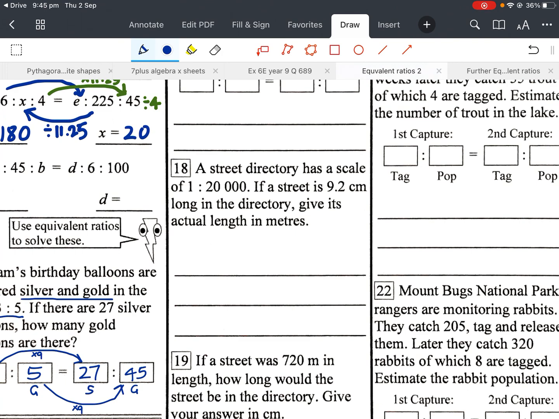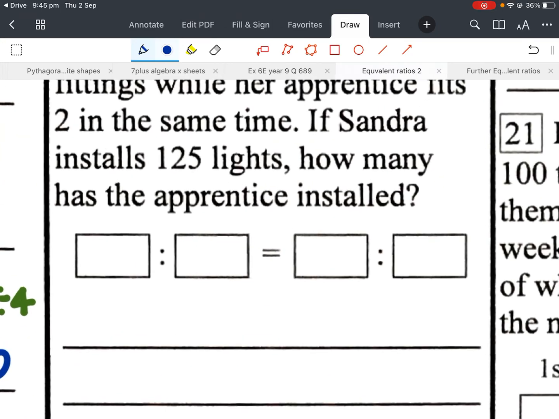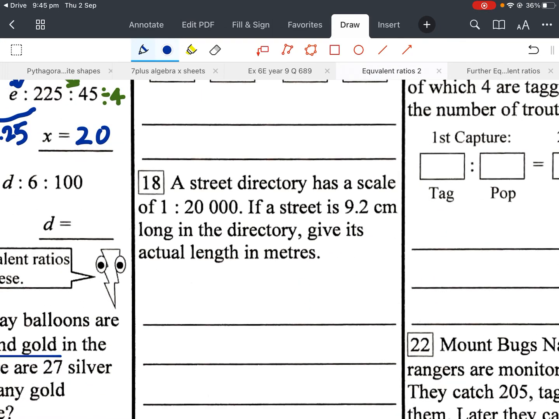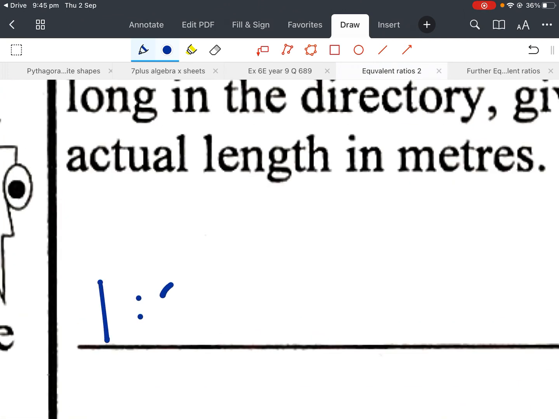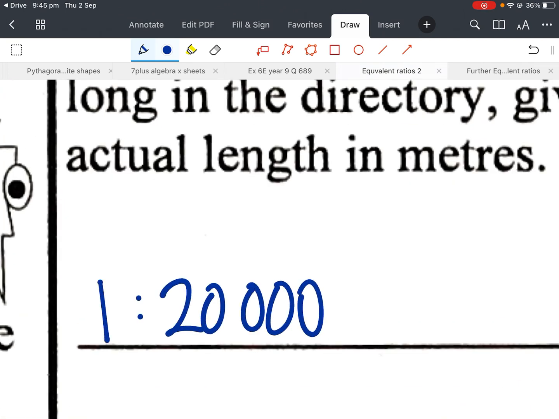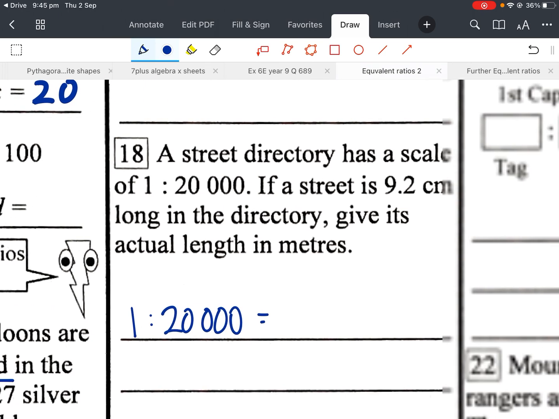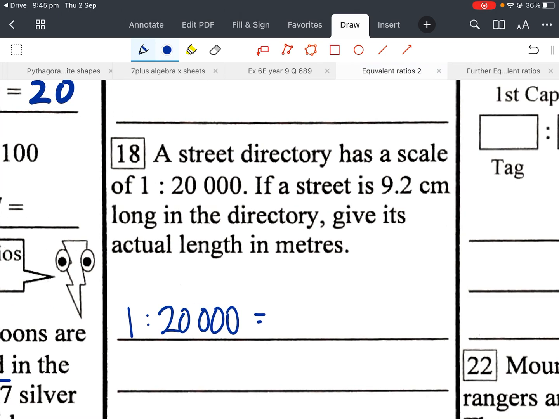So a street directory has a scale, so you've got to fill it out like this. Okay, same sort of working. So 1 is to 20,000, I believe, just set up there. If a street is 9.2 centimeters long in the directory, give its actual length in meters.